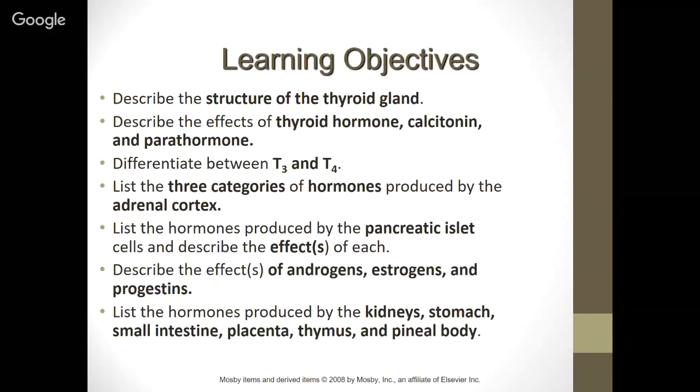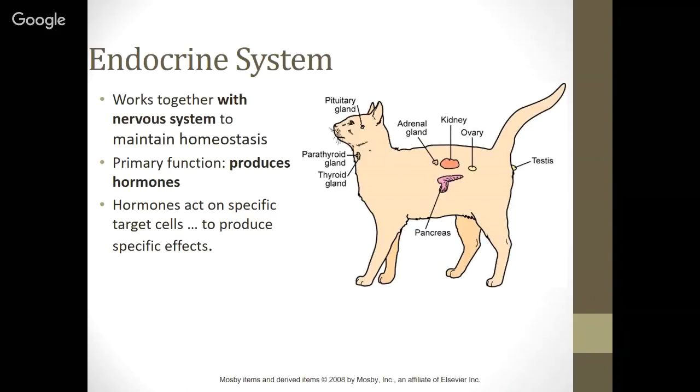We'll describe the effects of androgens, estrogens, and progestins, and list the hormones produced by the kidneys, stomach, small intestine, placenta, thymus, and pineal body. Now, it sounds like a lot of learning objectives, but believe it or not, at the end of this lecture, you're going to be able to understand how your system talks to your entire body and creates this wonderful homeostasis that allows us to live and produce more offspring.